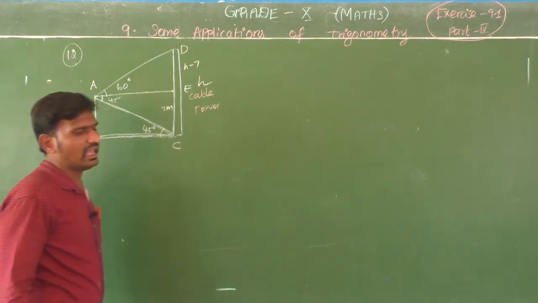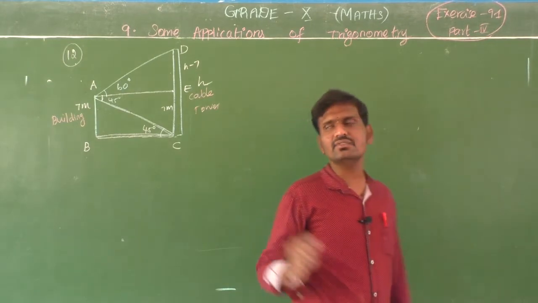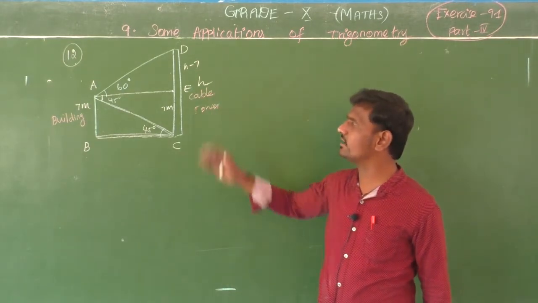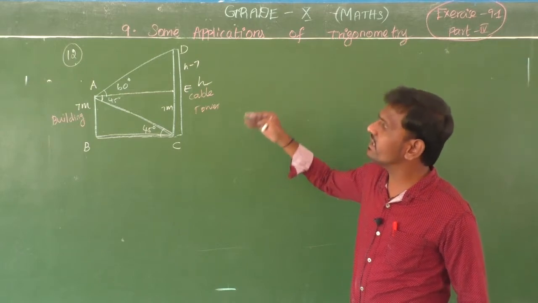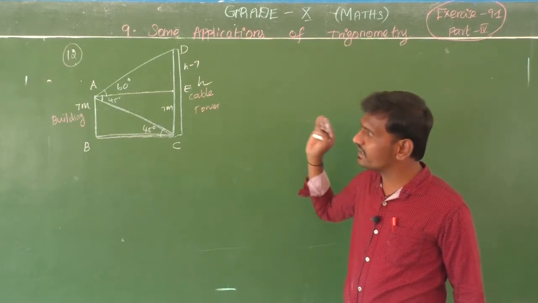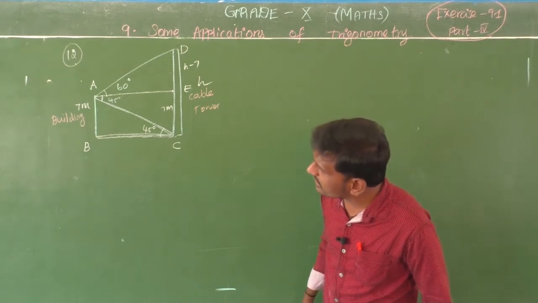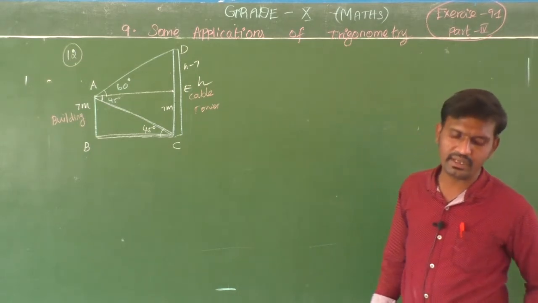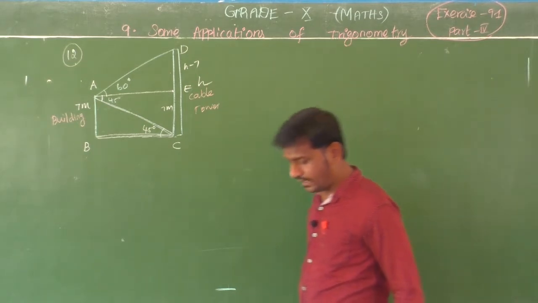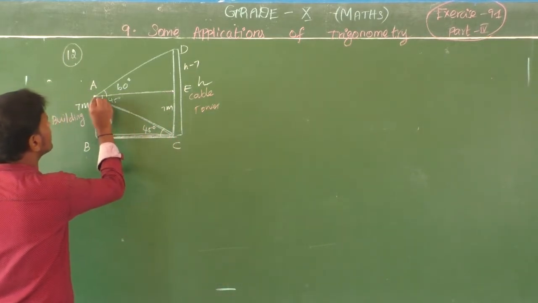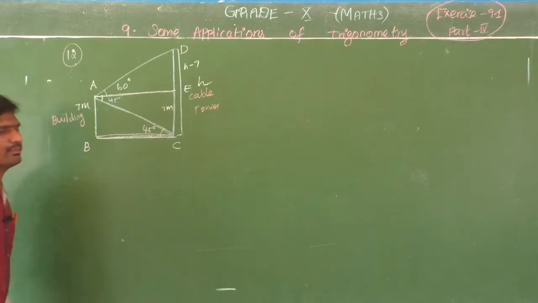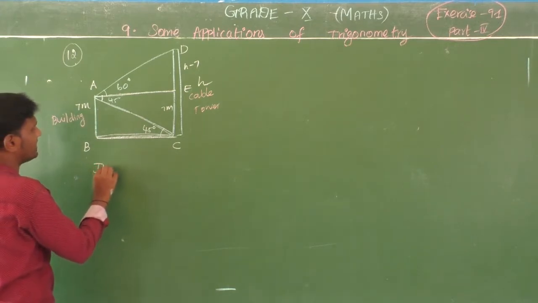And this one I'm going to take as h minus 7. Okay, when you take this, it is very simple. H minus 7 is the height, the distance between DE and CE is 7 meter, which is equal to AB, the height of the building. And one more thing is also equal: BC is equal to AE. Yes, students.